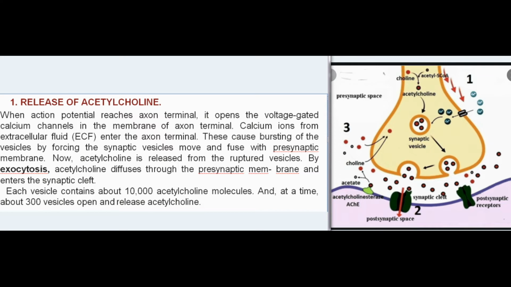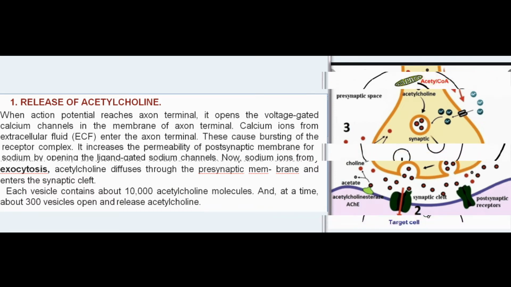These cause bursting of the vesicles by forcing the synaptic vesicles to move and fuse with presynaptic membrane. Now, acetylcholine is released from the ruptured vesicles. By exocytosis, acetylcholine diffuses through the presynaptic membrane and enters the synaptic cleft. Each vesicle contains about 10,000 acetylcholine molecules. And, at a time, about 300 vesicles open and release acetylcholine.